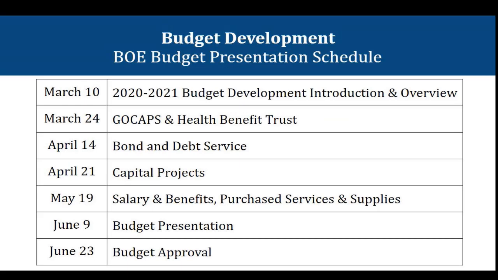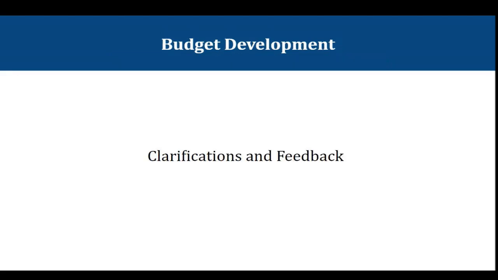This represents our budget presentation schedule. Due to the change in how we'll be having meetings coming up, for instance, we've reduced to one meeting in May, we're combining some of these reports together so that as we journey forward, you'll see the same information, but it will be relative to the current year to provide you with that baseline before we make a budgetary recommendation for you. So next meeting will be on GoCaps and the Health Benefit Trust Fund. That's it for this evening.